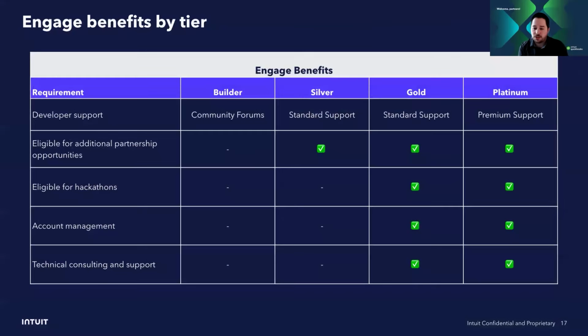How it looks from a tiering structure is as follows. Premium support becomes available in our platinum tier. Ultimately, anyone silver and above will be eligible for additional partnership opportunities. And the dedicated partner team in the form of account management and technical consulting starts becoming available in the gold tier.